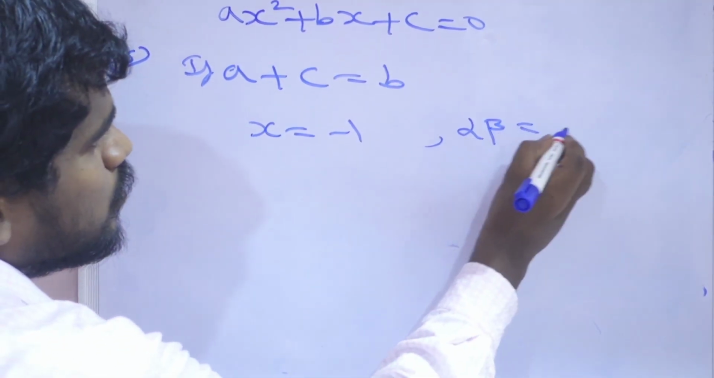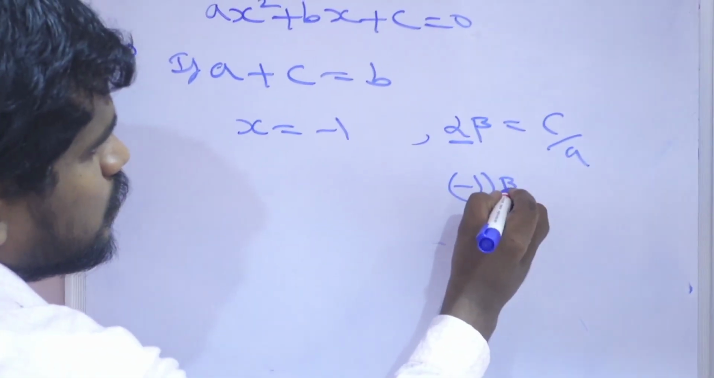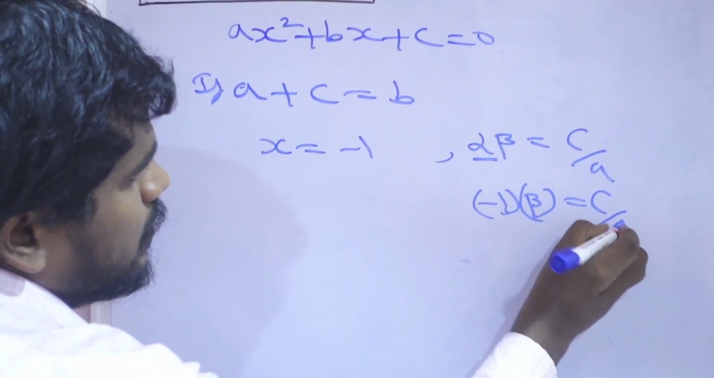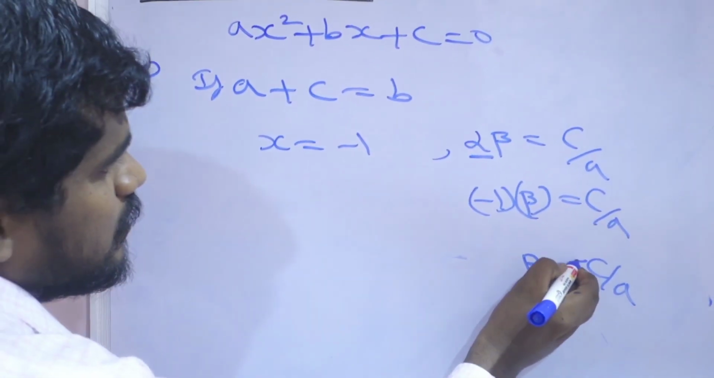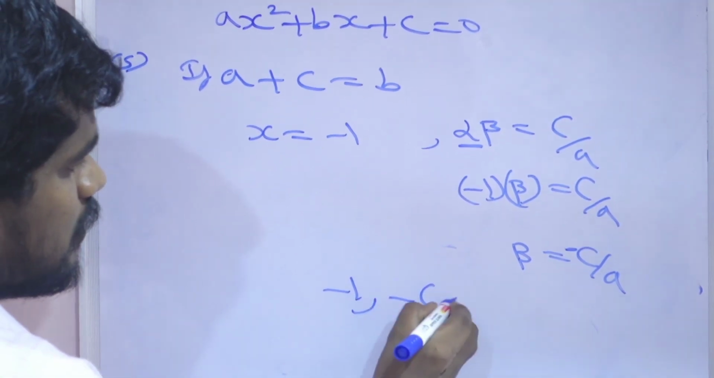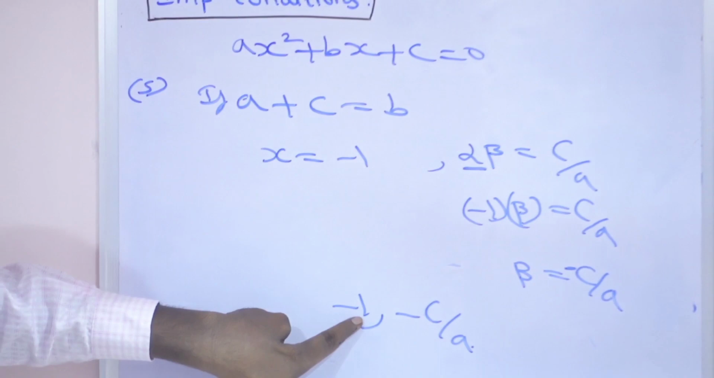Alpha beta is equal to C by A. So one root is -1 means -1 into beta is equal to C by A. Then beta is equal to minus C by A. So the two roots are -1 comma minus C by A. So these are the two roots if A plus C is equal to B, -1 comma minus C by A.